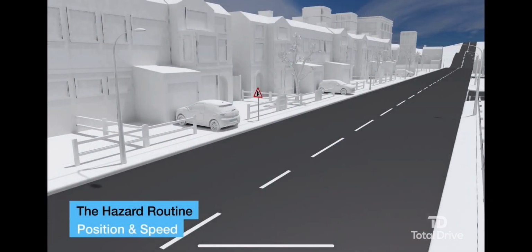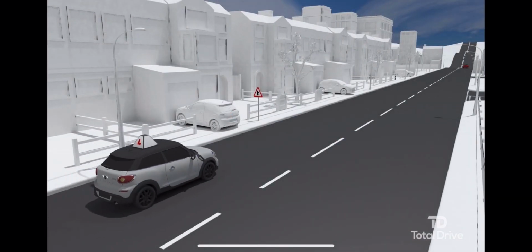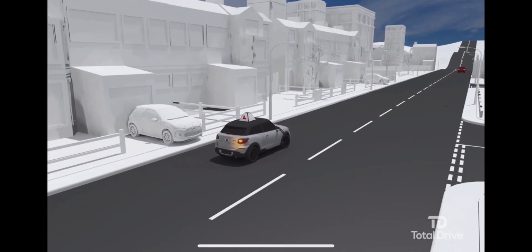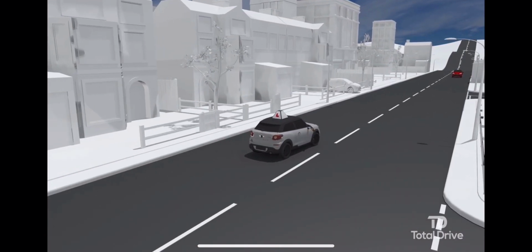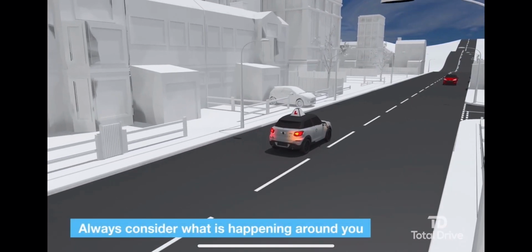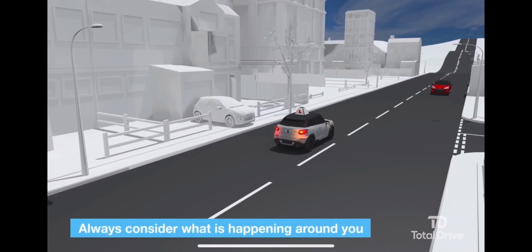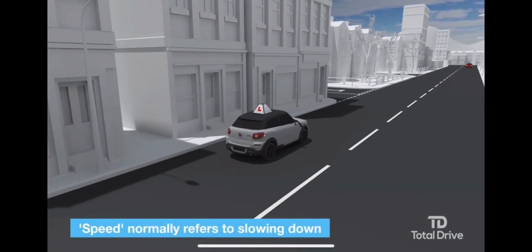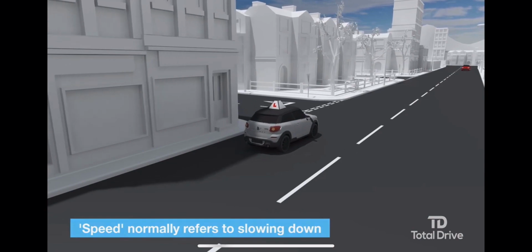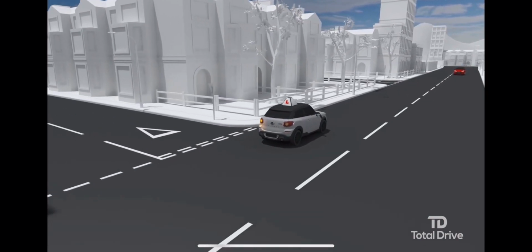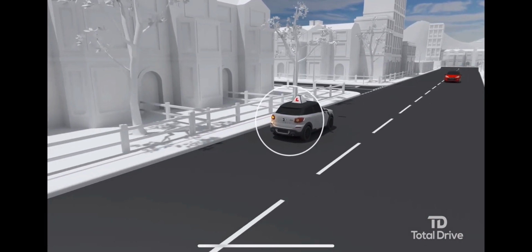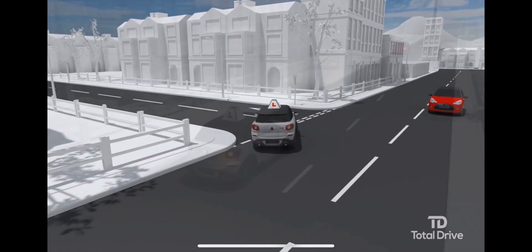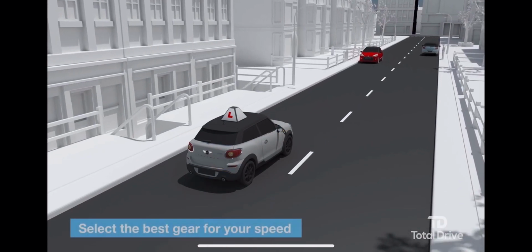Position and speed. As a general rule, you'll start to change your position before changing your speed. However, each situation must be judged on what is happening at the time. Speed normally refers to slowing down. You'll often use the foot brake to slow down. This activates the brake lights and warns drivers behind you that you are reducing your speed. After slowing down, select the gear that best matches your speed.